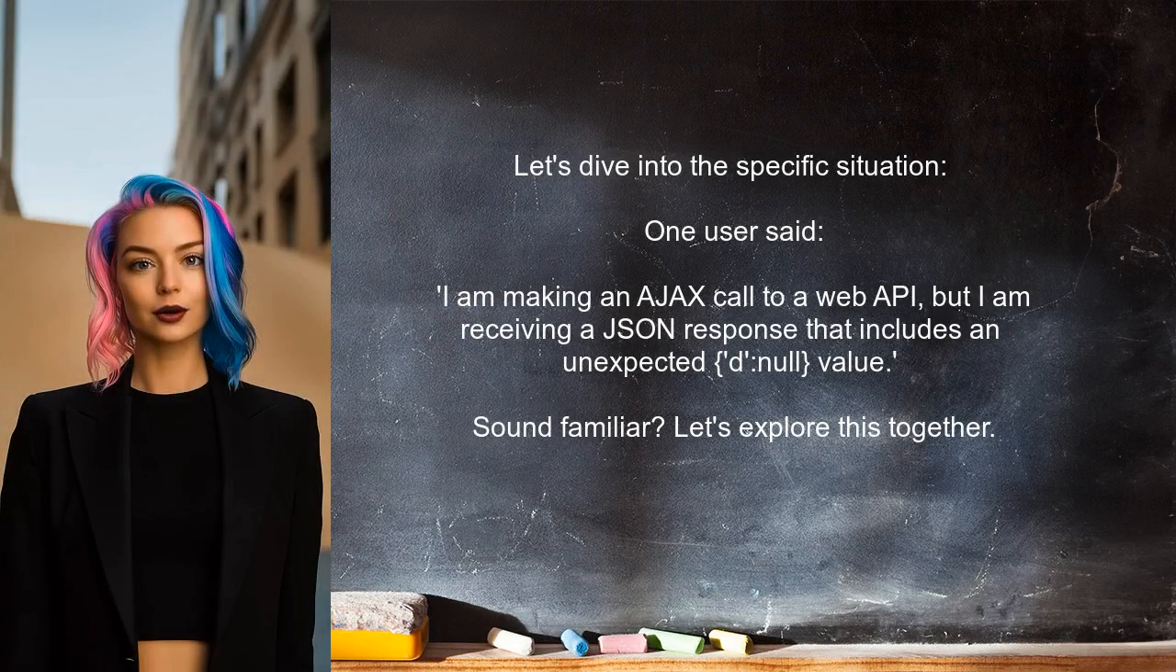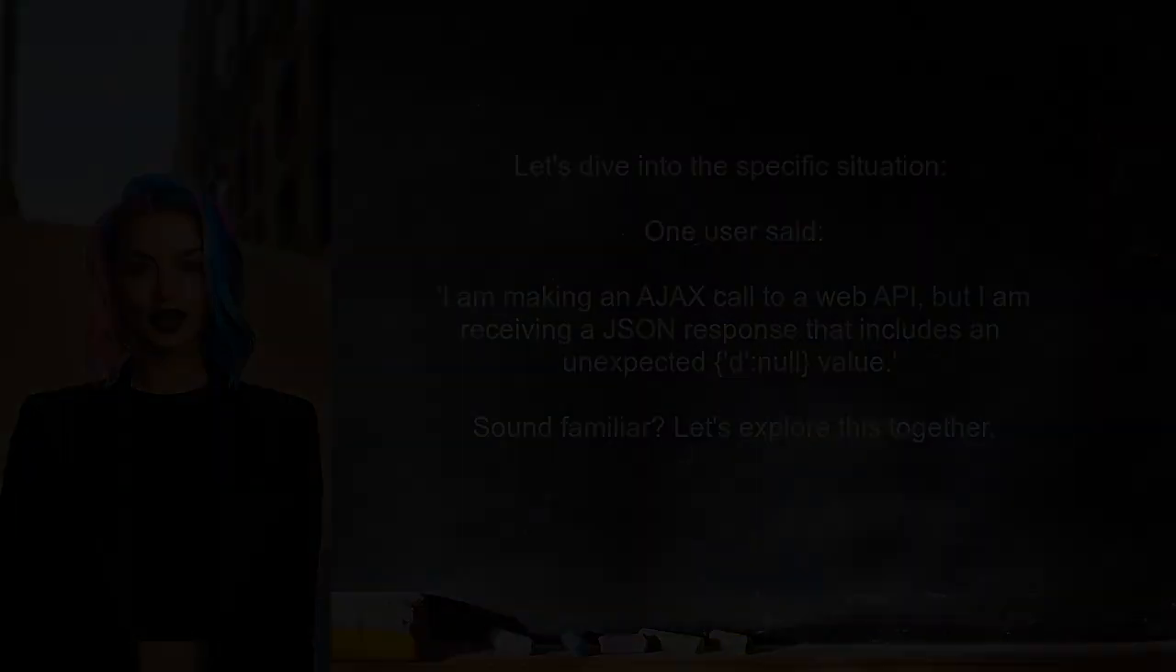Let's dive into the specific situation at hand. One user reached out saying they are making an AJAX call to a web API, but they are receiving a JSON response that includes an unexpected D null value. Sound familiar? Let's explore this together.